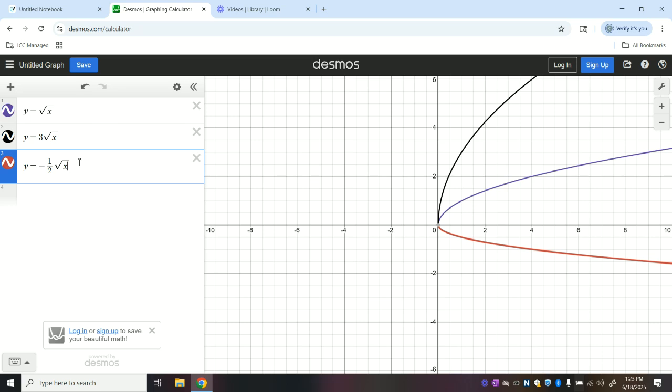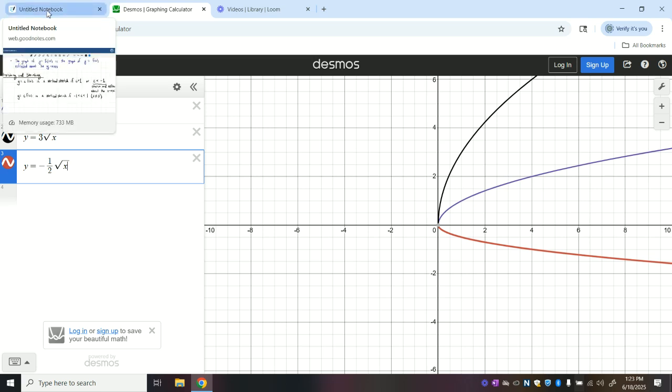Okay, so a lot is going on when you do these. Have your Desmos open when you're doing your homework. It'd be very helpful to investigate what you're looking at.